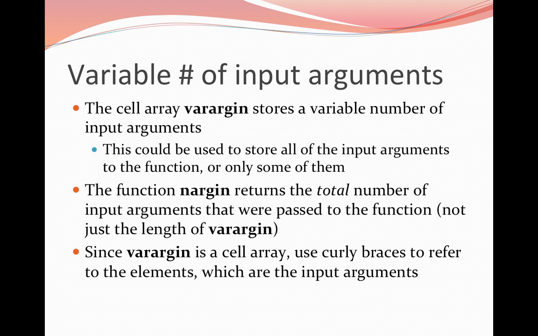Let's look first at a variable number of input arguments. So again, there's a built-in cell array called var_argin that stores a variable number of input arguments. You could use this to store all of the input arguments that are passed to the function, or only some of them. There's a built-in function n_argin which returns the total number of input arguments that were passed to the function. So not just the values that were stored in the cell array var_argin, but all of the input arguments. Since var_argin is a cell array, we use curly braces to refer to the elements, which are the input arguments.